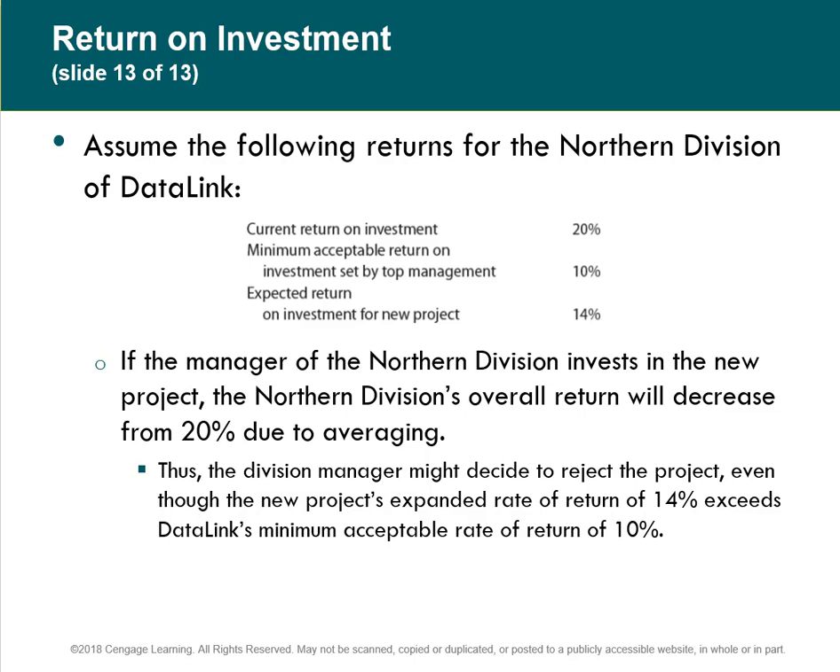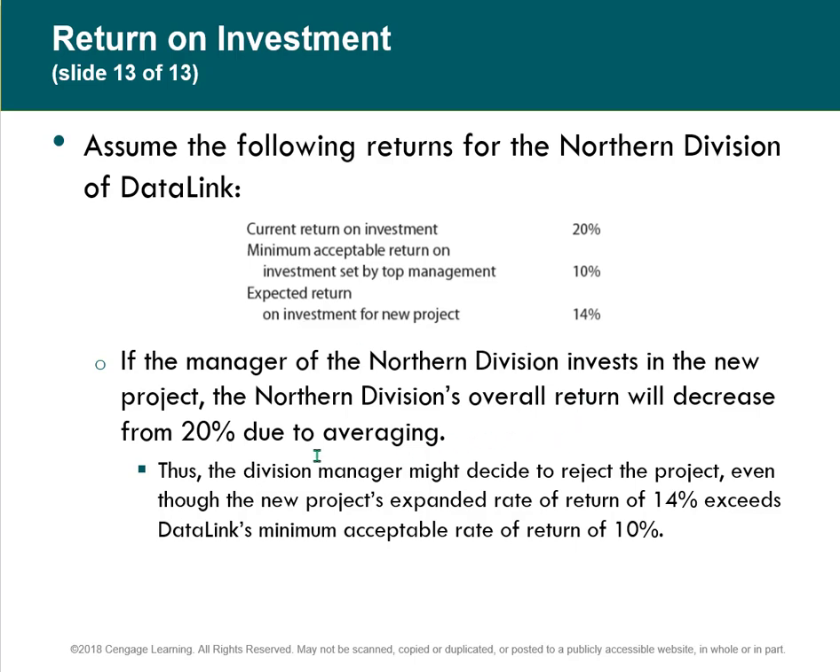So this is where we left off, right? Assume the following returns. So we've got 20% for the Northern Division. 20% is our current return. The minimum acceptable by top management is 10%, and the expected return, what they want, is 14%.